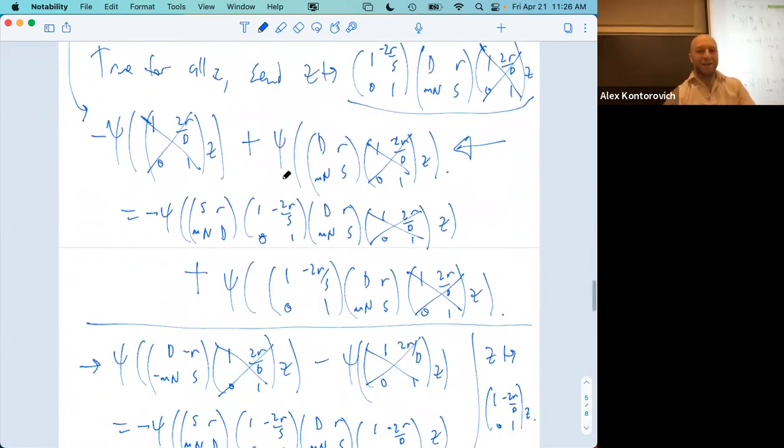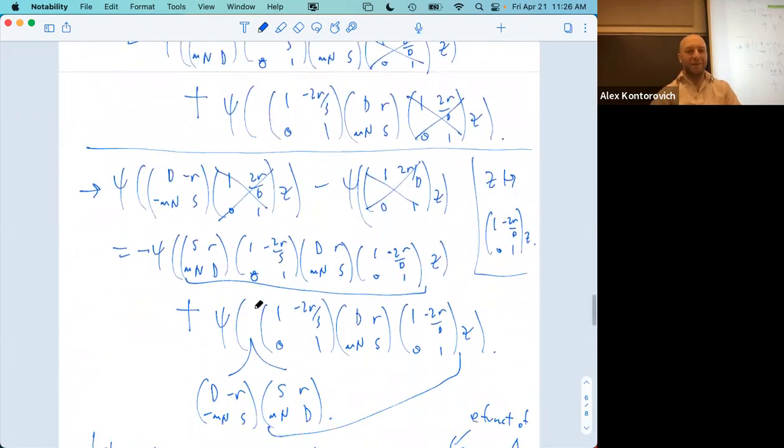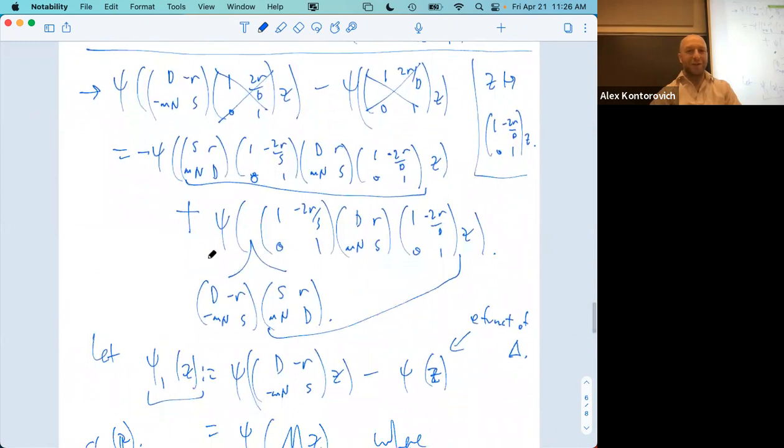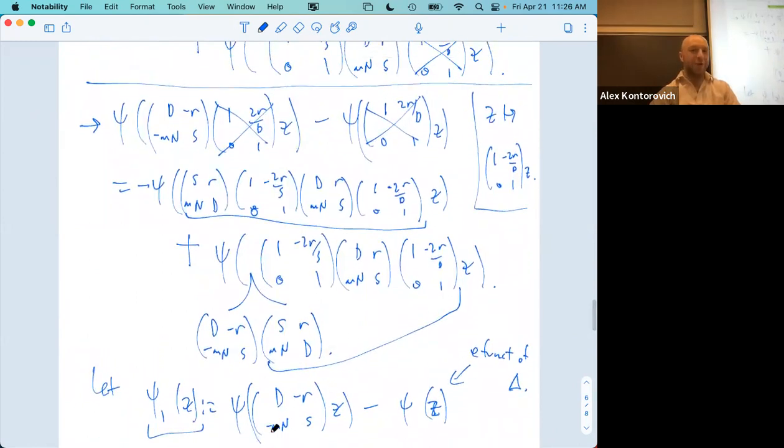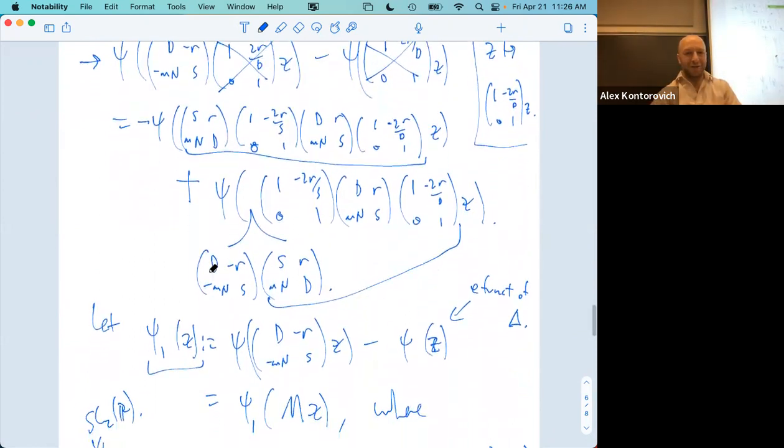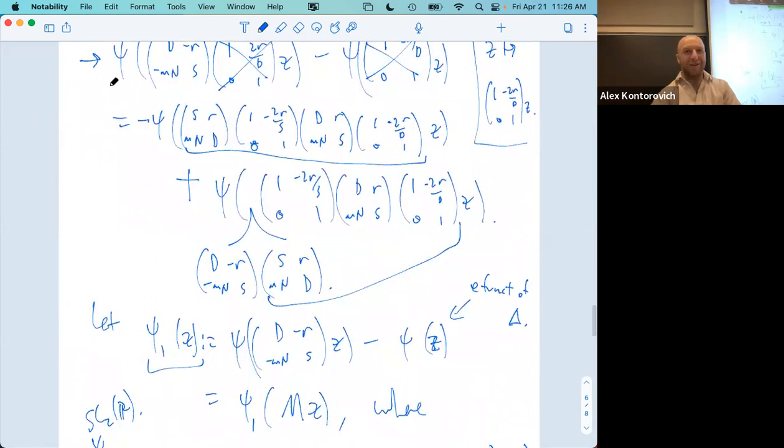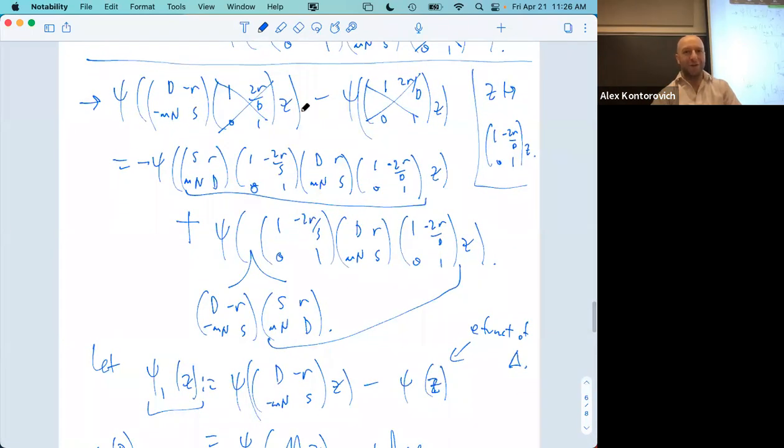And now we got this second identity that we can play against the first. And we observe that this function psi 1, which is the matrix that we want to be invariant under, with the difference of psi, this identity means that psi of this matrix times z minus psi of z is equal to psi of the same matrix times this big M of z minus psi of big M of z.